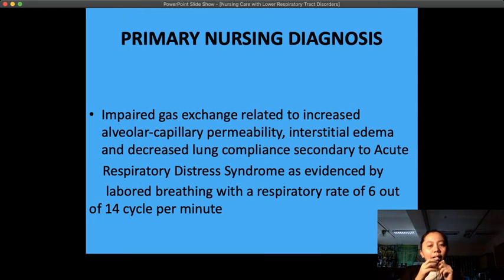Okay, so primary nursing diagnosis: impaired gas exchange related to increased alveolar capillary permeability, interstitial edema, and decreased lung compliance secondary to acute respiratory distress syndrome as evidenced by labored breathing with a respiratory rate of 6 out of 14 cycles per minute.